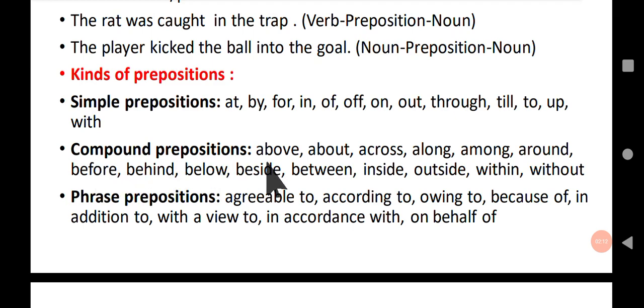Next, compound prepositions are these. The difference between simple prepositions and compound prepositions is that simple prepositions have a single syllable, whereas in compound prepositions you will come across two syllables. Right, so these are all the compound prepositions: above, about, across, along, among, behind, below, between, and so on.